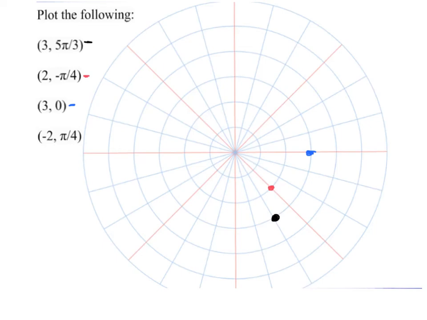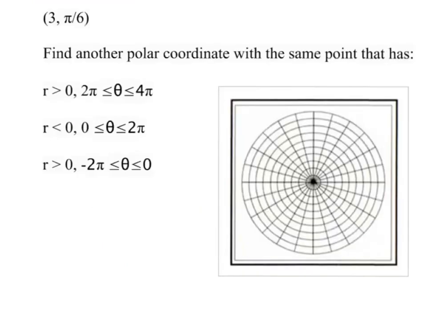Let's look at one more thing we can do. So we're going to graph 3 and pi over 6. All right. So I start with pi over 6. That is right here in this line. And I'm going to go 3 units out. 1, 2, 3, right in there.